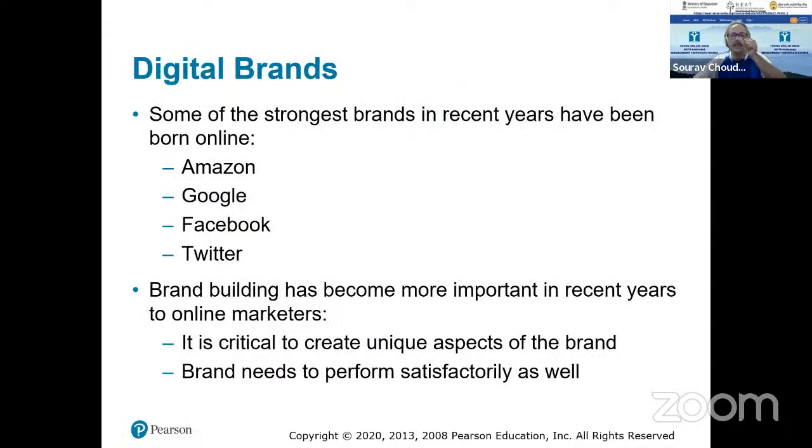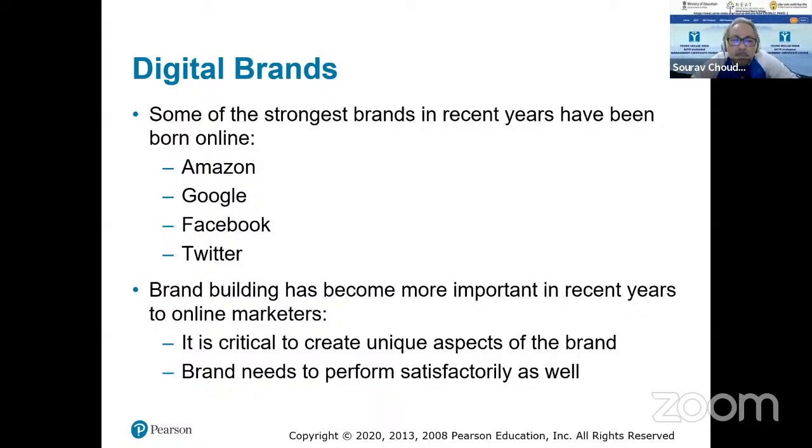Digital brands: some of the strongest brands in recent years have been Amazon, Google, Facebook, Twitter. These are all digital brands. Right? Brand building has become more important recently through the online marketplace. It is critical to create unique aspects of the brand. The brand needs to perform satisfactorily as well. So when you're making a digital brand, Amazon, Google, Facebook, it's much more difficult than having a physical brand.